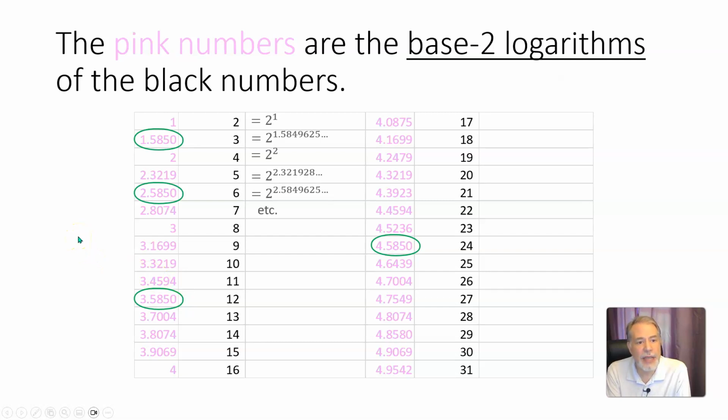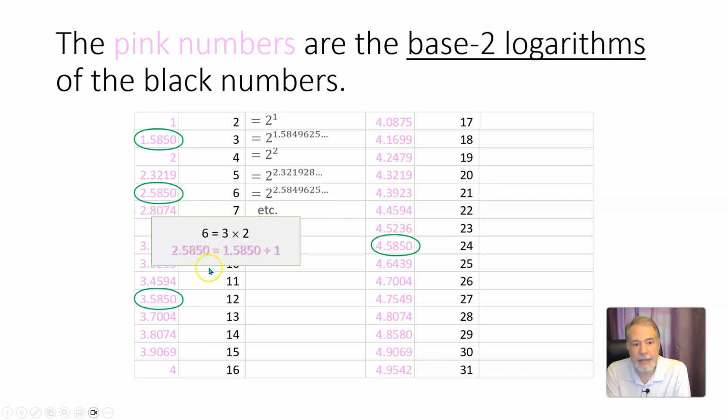The reason it works that way is because the 6 here comes from 3 times 2. So the base 2 logarithm of 6 is the base 2 logarithm of 3 plus the base 2 logarithm of 2. We're adding together these pink numbers to get this pink number. But that means we're adding together 1.5850 plus 1, and we get 2.5850.